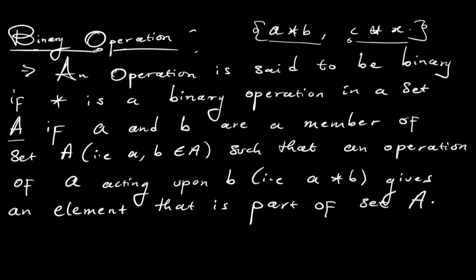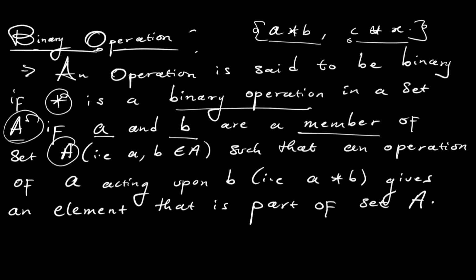That's why an operation is said to be binary if star is a binary operation in a given set such as set A, and if A and B are members of that particular set. In the sense that if I create an operation where A is acting upon B, where I say A star B, it needs to give me an element that is part of set A. I hope that's clear.